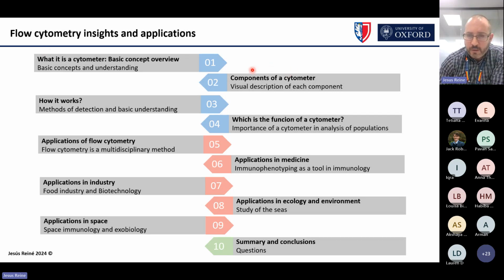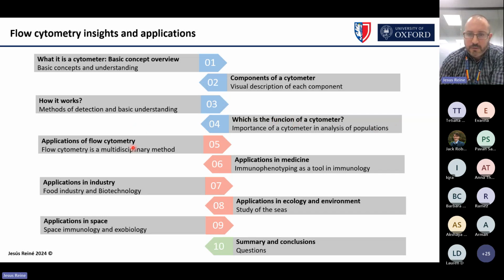Then we're going to talk about the components of a cytometer, because all these elements are necessary to make this instrument work properly. How to define the concept of how it works, basically, in terms of detection, trying to understand much better how this instrument can be applied to different science or medicine, industry, or whatever. The main function of the cytometer, depending on the field.